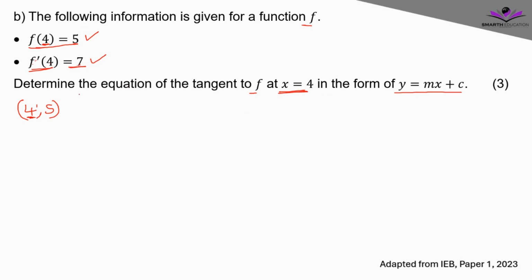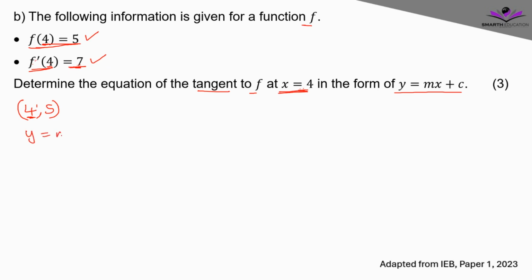And then it says determine the equation of the tangent of f at x is equal to 4. So at x is equal to 4, the gradient of the tangent and the gradient of the graph are equal. Remember, at the point of contact, the gradient of the curve and the gradient of the tangent are equal. So meaning that at x is equal to 4, the gradient is 7. So we have the gradient of the tangent, and then we have the coordinates of the point of contact. So with this we can find out the equation.